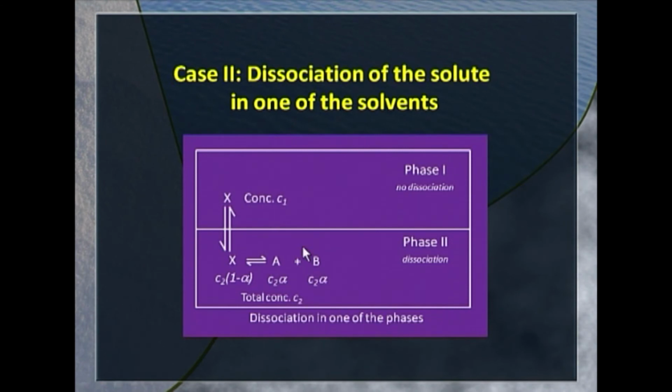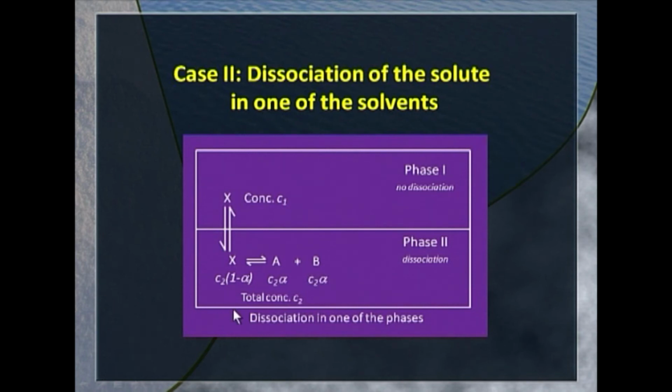You can see in the figure that solute X has a concentration C1 in phase 1 where there is no dissociation, and in phase 2 it undergoes dissociation into A plus B. As in the earlier case, let X be the normal formula of the solute. Let us assume that it remains unchanged in liquid phase 1 but undergoes dissociation into A and B in liquid phase 2. Let C1 be the concentration of the solute in phase 1. That means it is the concentration of undissociated molecules of the solute.